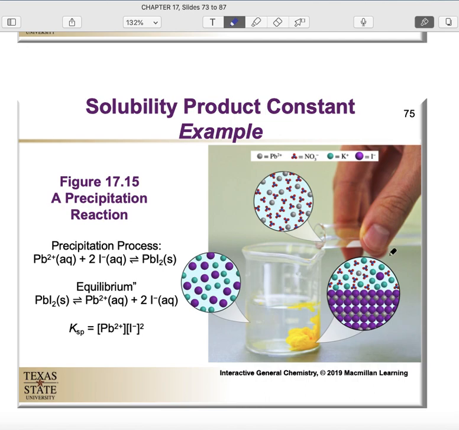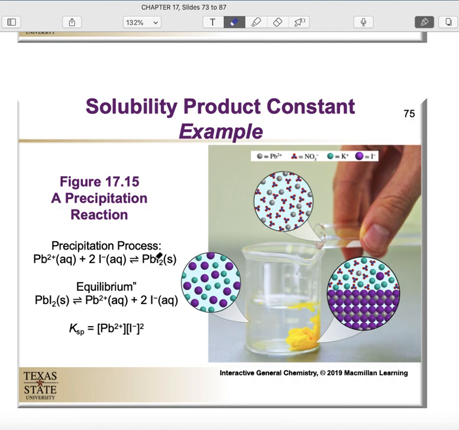So in this particular example, what I'm showing on the right-hand side is the reaction between a lead compound, something like lead nitrate, let's say, and another compound which is a source of iodide ions, let's say sodium iodide or something like that. When these two compounds are reacted together, these two ions are going to come together to form lead iodide, which according to our solubility rules is insoluble.